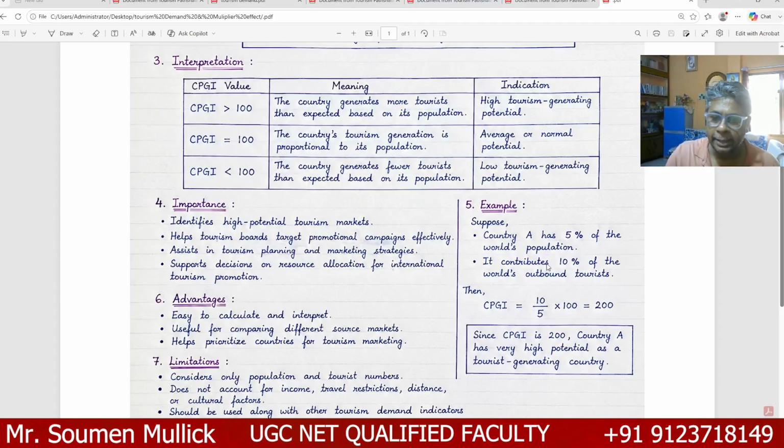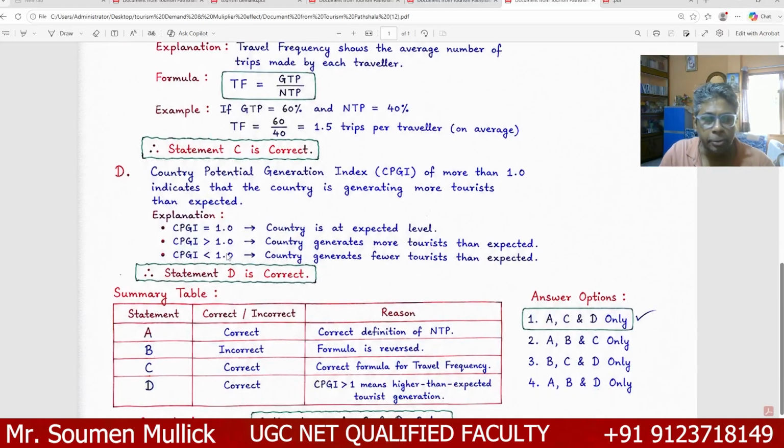As an example, country A has 5% of the world population, but it contributes 10% of the world outbound tourists. So CPGI, 10 by 5 into 100, equals 200. Now come back to the statement. CPGI equal to 1 means the country is at expected level. CPGI greater than 1, the country generates more tourists than expected. CPGI less than 1, the country generates fewer tourists than expected. So statement D is correct. The country potential generation index of more than 1.0 indicates the country is generating more tourists than expected.